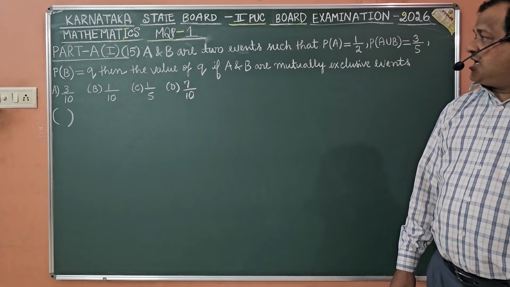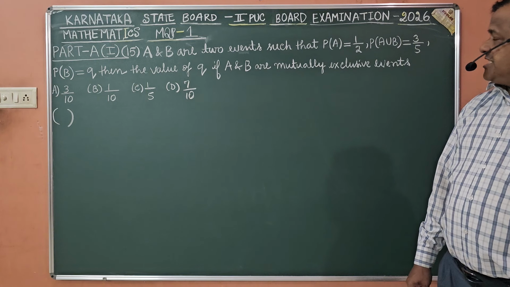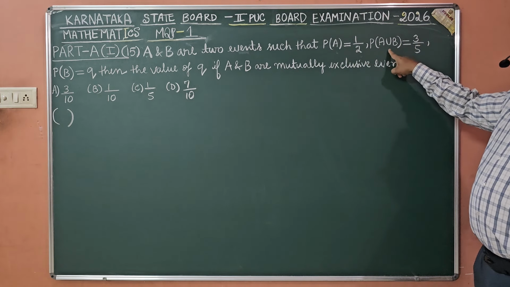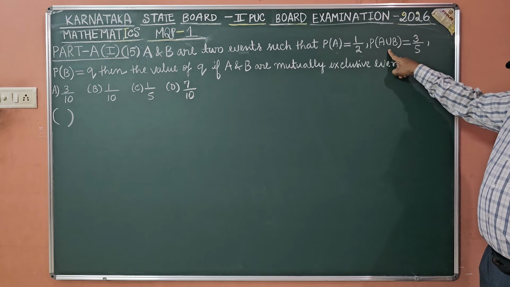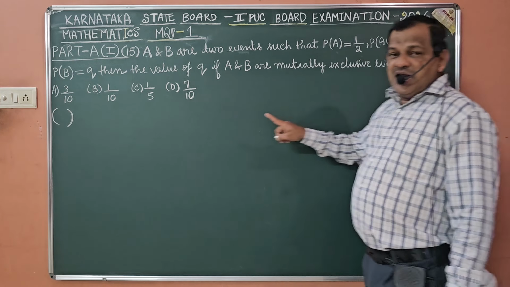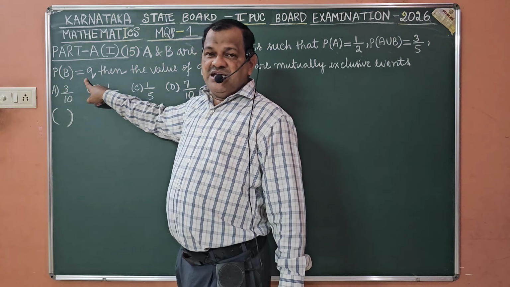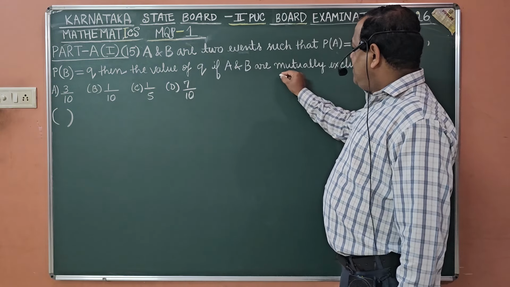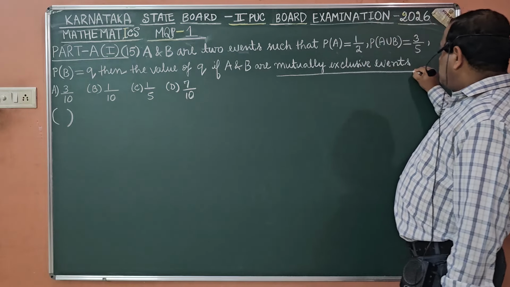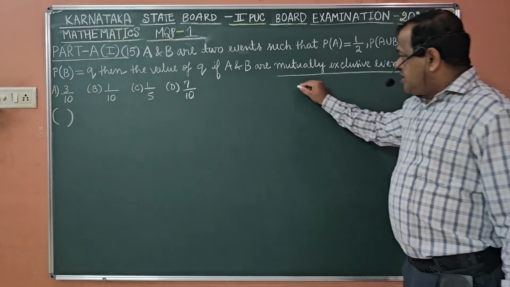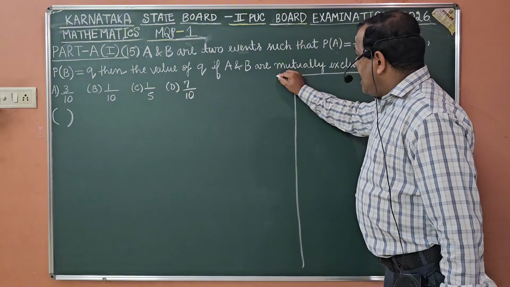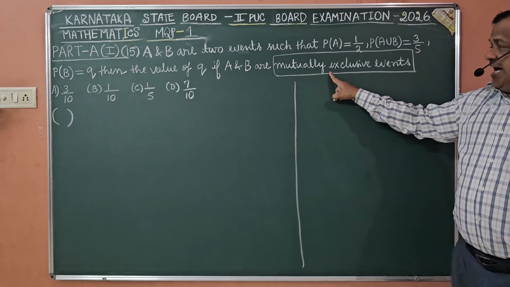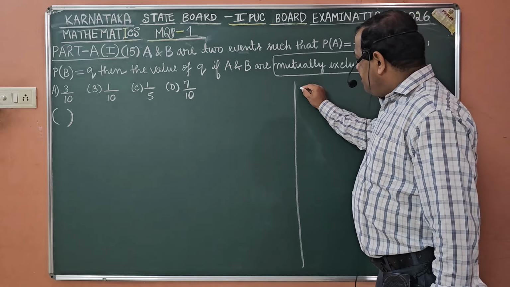A and B are 2 events such that probability of occurrence of event A is half, probability of occurrence of event A union B is 3 by 5, and probability of occurrence of event B is Q unknown. Then find the value of Q if A and B are mutually exclusive events. So here the trick is A and B are mutually exclusive events. This you highlight.